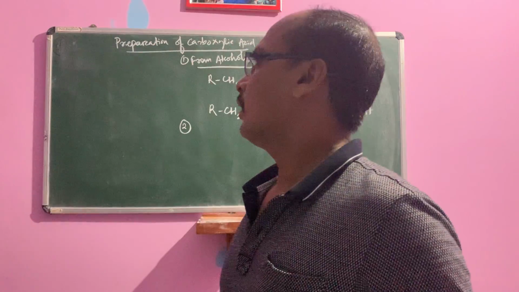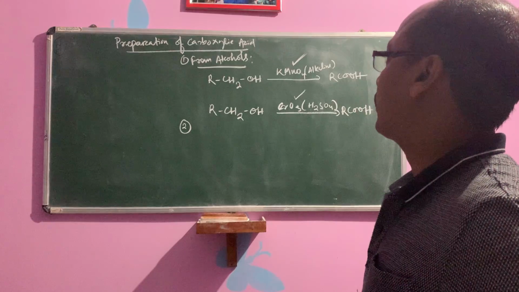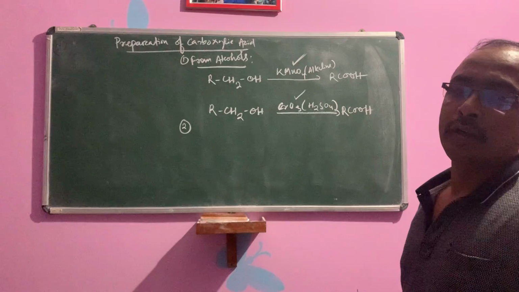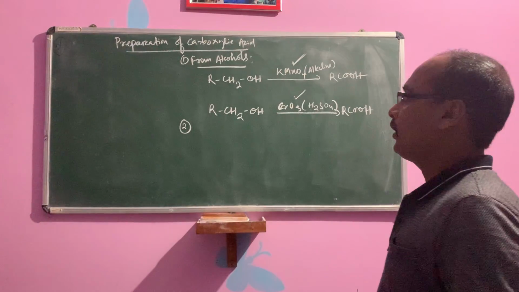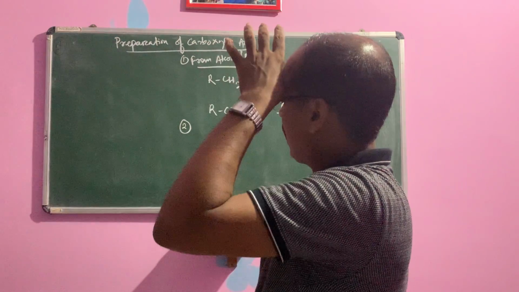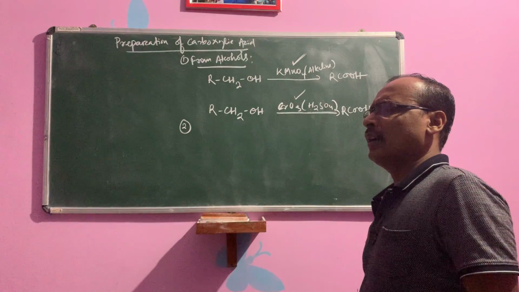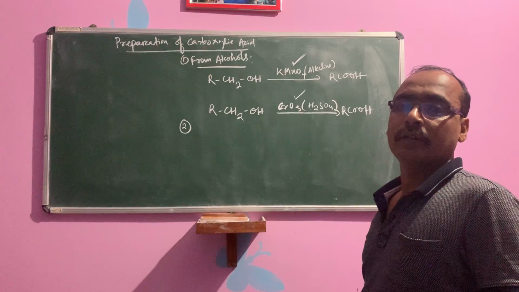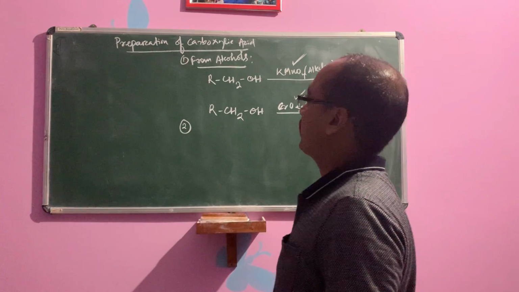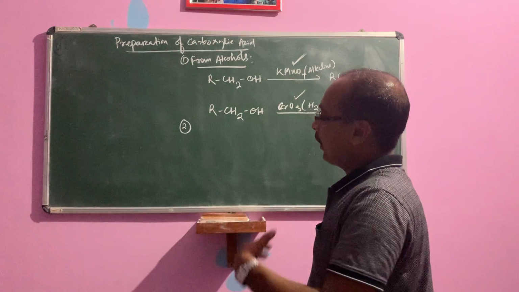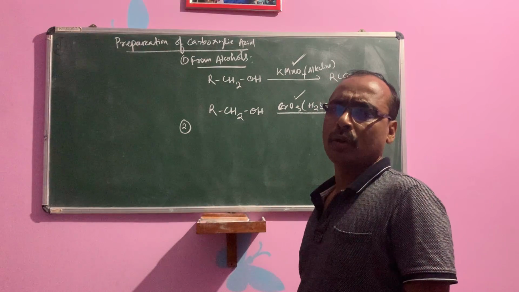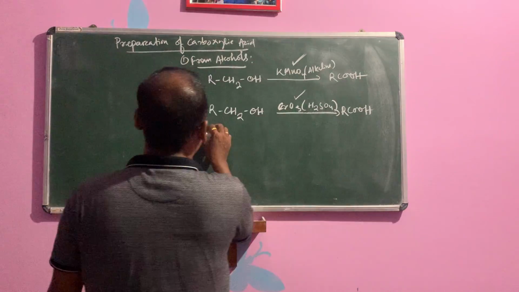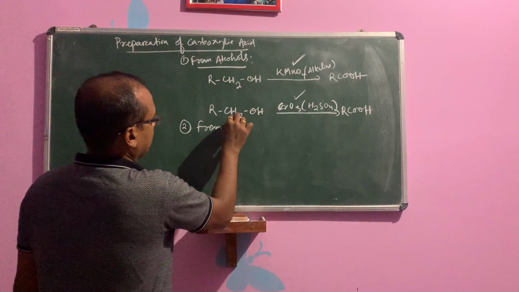Then second preparation: preparation from hydrocarbon. It may be aliphatic or aromatic. Aliphatic, that is from alkene; in class 11 we have read that when alkene is treated with acidified KMnO4, it forms carboxylic acid. And alkyl benzene, it may be toluene or a long chain substituted hydrocarbon on the benzene. You see, from hydrocarbon.